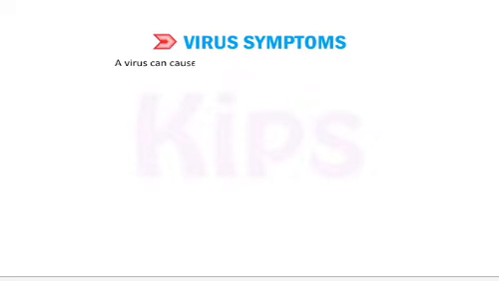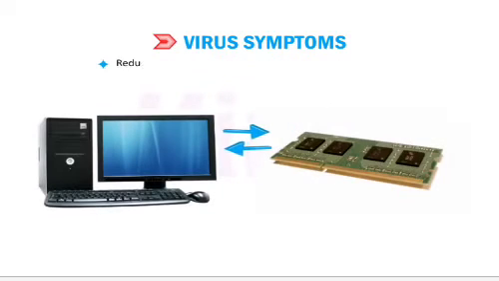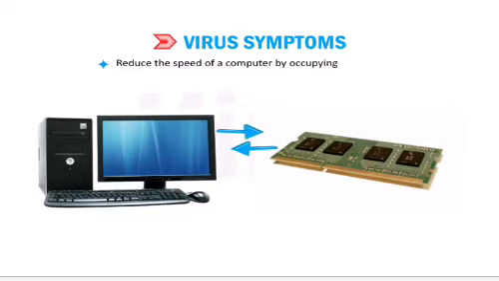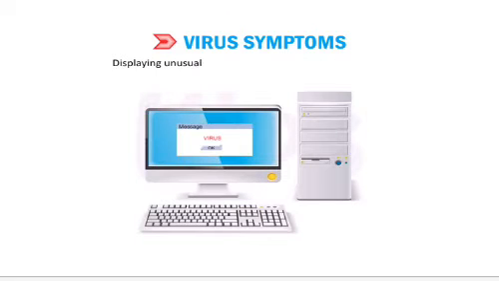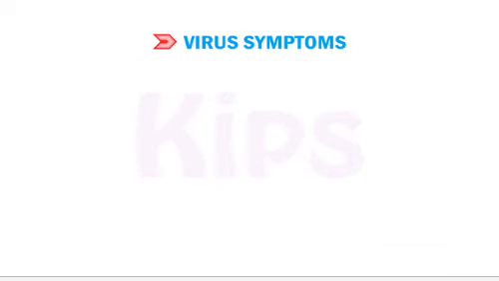Students, let us understand the virus symptoms. A virus can cause problems in a computer in many ways. Some of them are as follows. Reduce the speed of a computer by occupying the memory, causing strange movements or patterns on the screen, displaying unusual messages like "Your PC is stoned," etc.